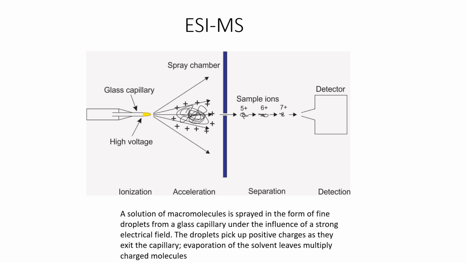A solution of macromolecules is sprayed in the form of fine droplets from a glass capillary under the influence of a strong electrical field, and the droplets pick up positive charge as they exit the capillary. Evaporation of the solvent leaves multiply charged molecules. Individual protein molecules acquire about 1 positive charge per kilodalton.